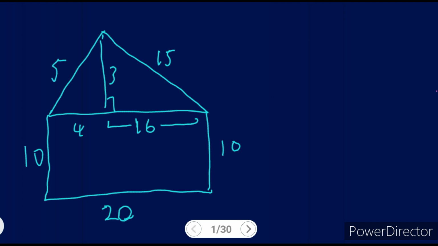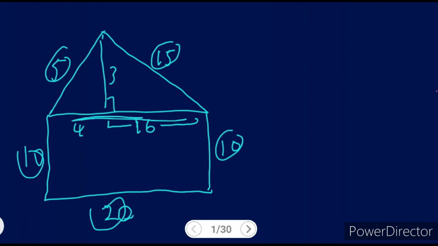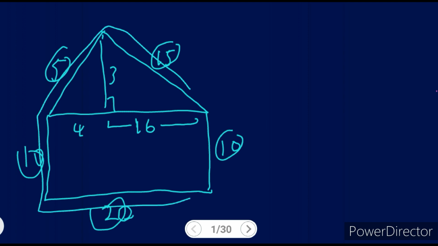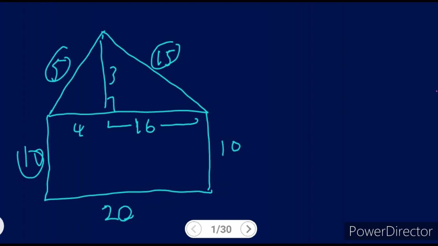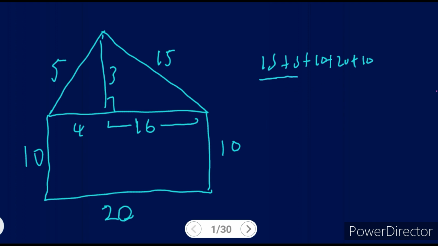Now we can find the perimeter. So the perimeter is just this plus this plus this plus this plus this. Notice I did not add the one inside. You only consider the ones that are outside. So just picture it as though it was a fence. So let's just add them. We're going to have 15 plus 5 plus 10 plus 20 plus 10. 15 plus 5 is 20, plus 10 is 30, plus 20 is 50, plus 10, 60. So there we have it, 60 units.